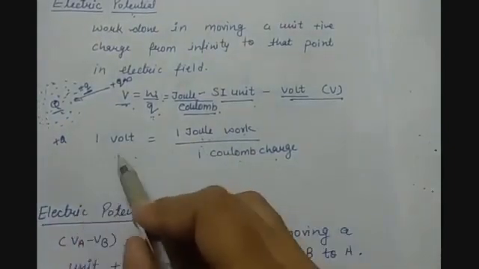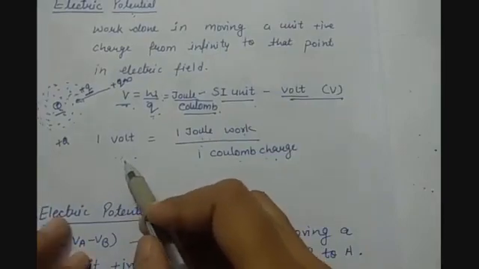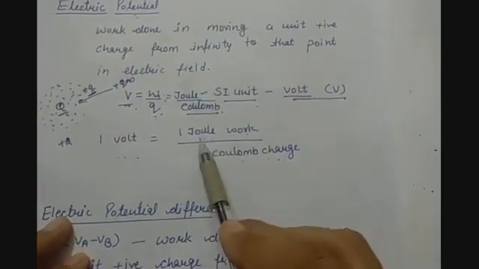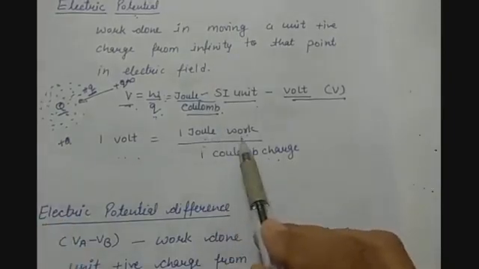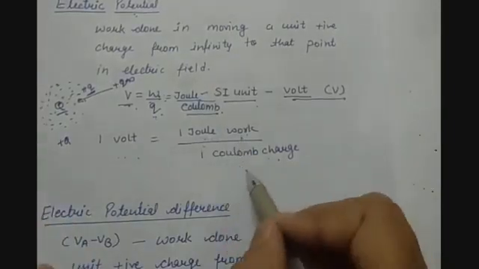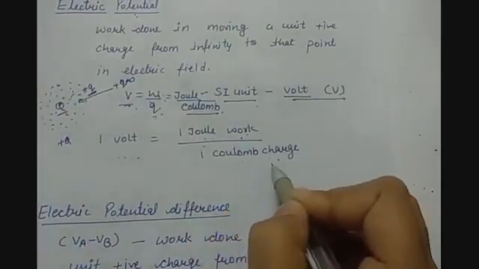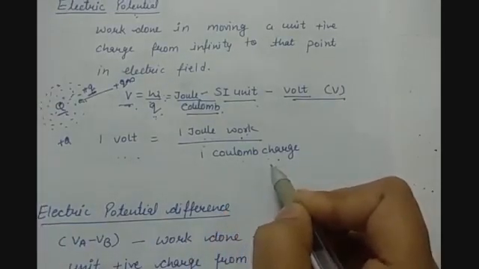So if we have to define 1 volt electric potential, 1 volt is the amount of electric potential when 1 joule of work is done to carry a unit positive charge, that is 1 coulomb of charge, from infinity to that point in the electric field.